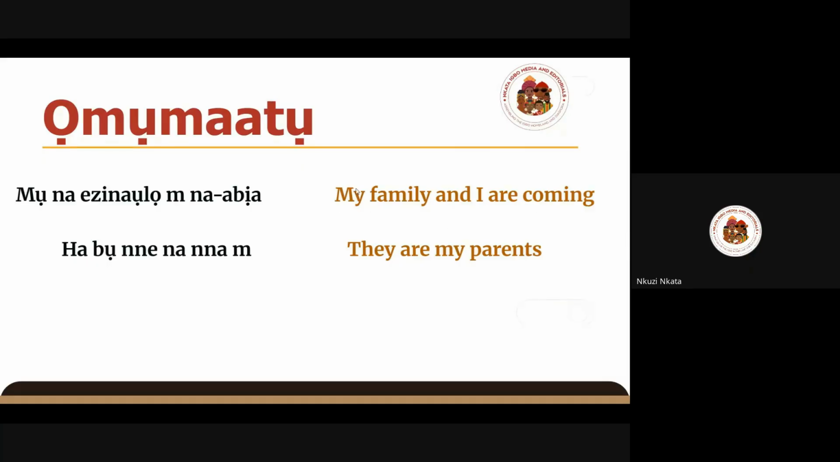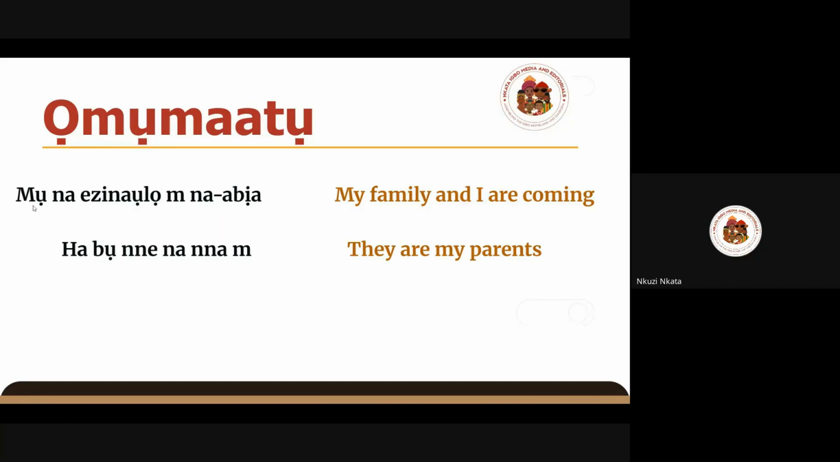Oh, sorry about that. Mo is actually I, not my. So my family is ezinụlọ. Ezinụlọ, my family. Then I, mo.